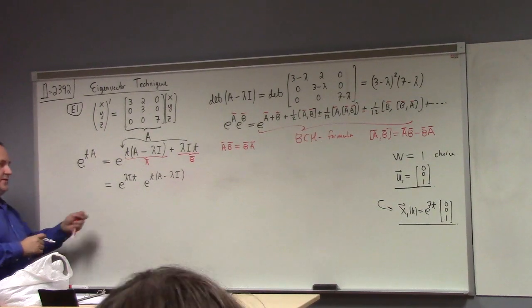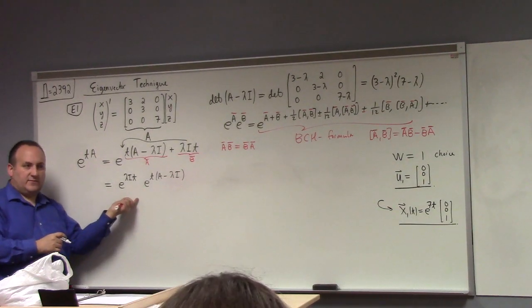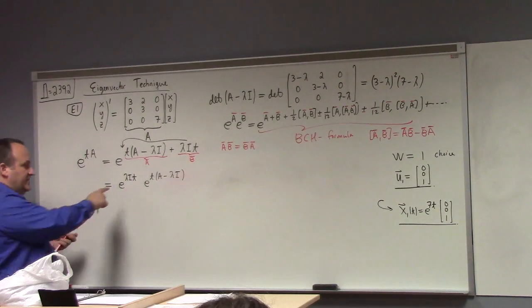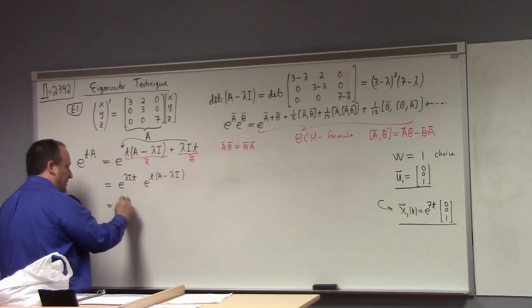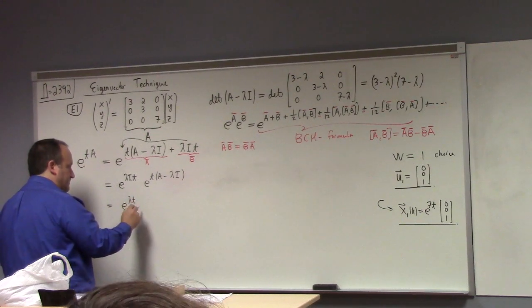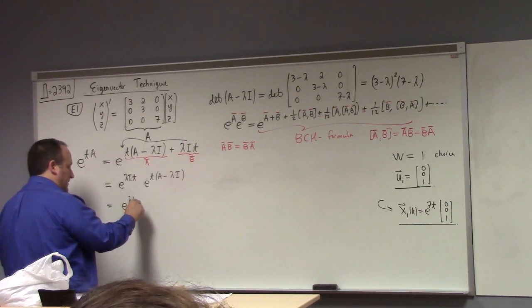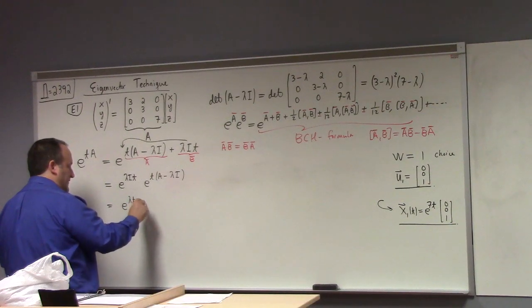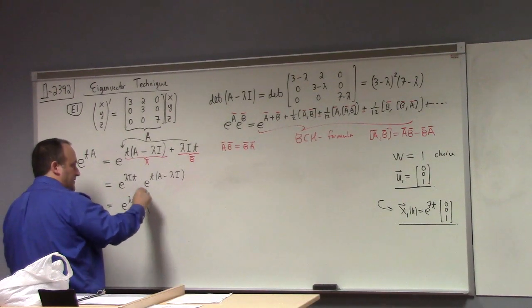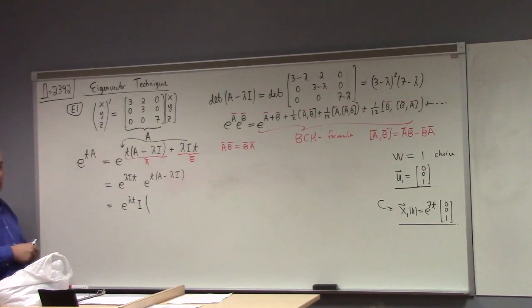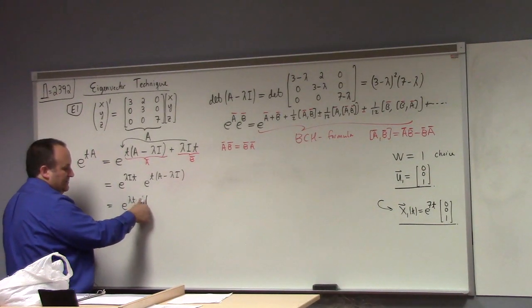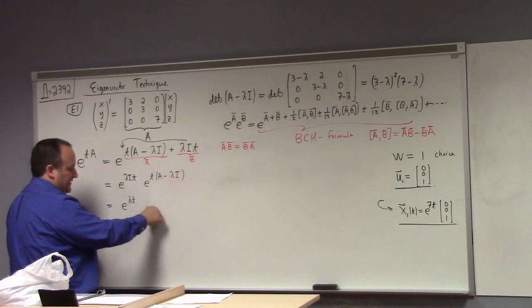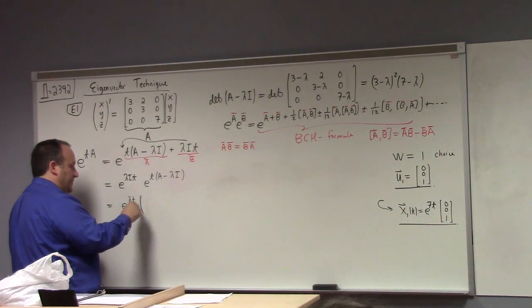Now, if you work this out, and I'll try to do one of these another day, this is actually going to just be e to the lambda t, the ordinary exponential, times the identity matrix. That's how that works out. And when I have the ordinary identity matrix, I don't even need to write it. I can just write it like this, getting straight to the point.